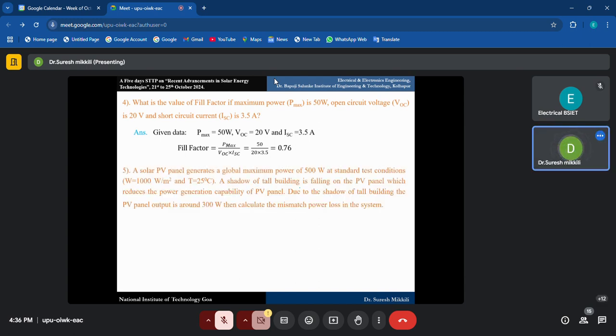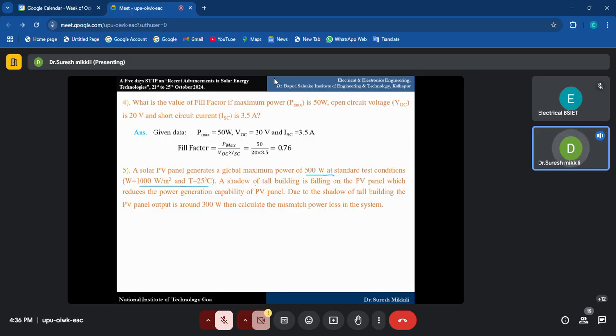Suppose a solar PV panel generates a global maximum power of 500 watt. We have taken P maximum is 500 watt at standard temperature condition. What is standard test condition? 1000 watt per meter square, 25 degrees centigrade. Now, a shadow of a tall building is falling on the PV panel.